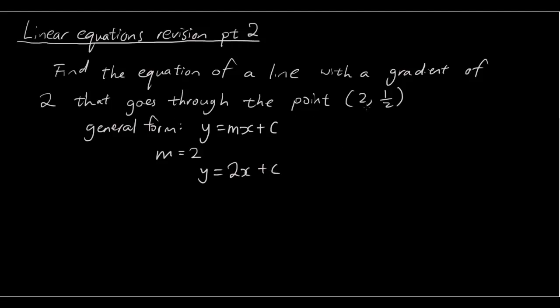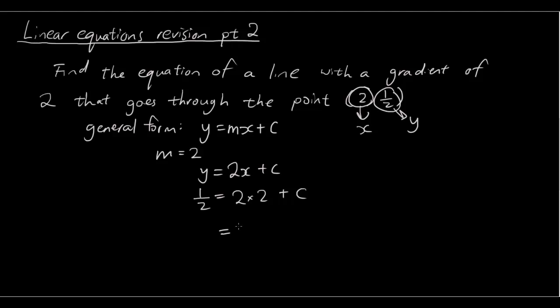Now notice how in the question we are given a point. This point has an x value and a y value, which means we can simply substitute these values into our equation. So y is equal to a half and x is equal to 2, plus c. Now c is the only unknown variable, which means we can rearrange the equation to make c the subject and then solve for it.